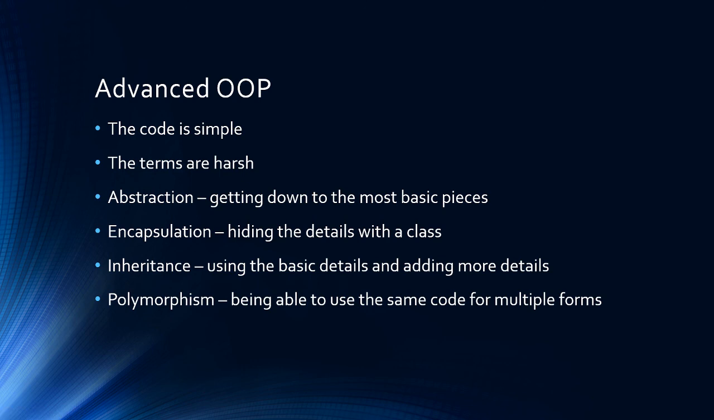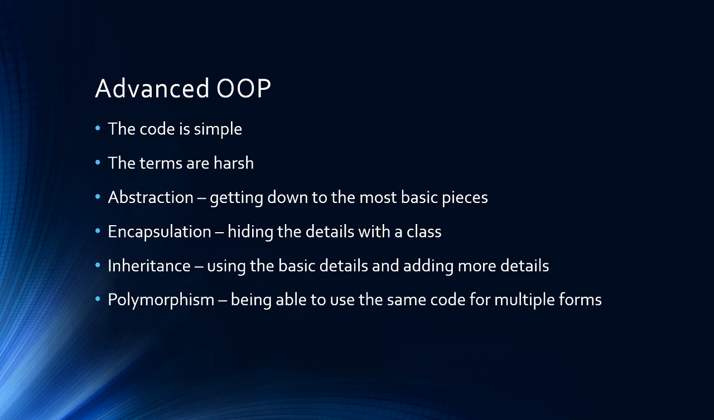So, advanced object-oriented programming, it's awesome. It really does give you so many capabilities, and that's why object-oriented programming has been in use for so many years. The code is simple. It's really not that bad, but the terms can be harsh. Remember that abstraction is getting down to the most basic pieces and hiding the details. Encapsulation is the process of hiding all of those things within a class, the data, the methods, all of the details. Inheritance is using the basic details and adding more.